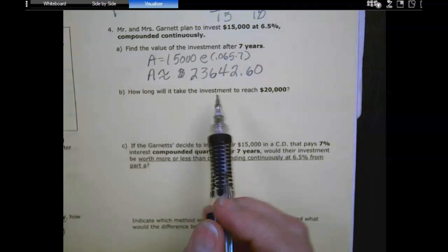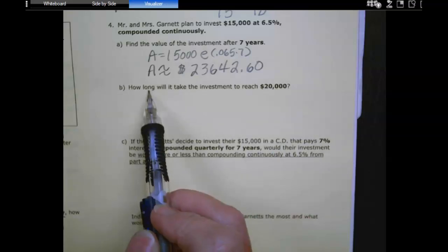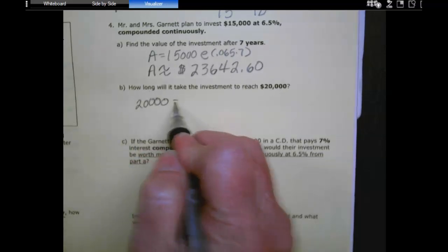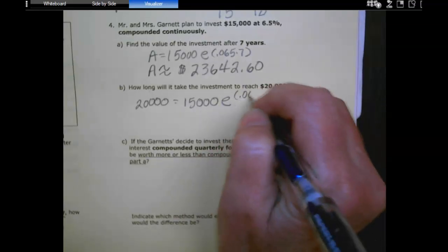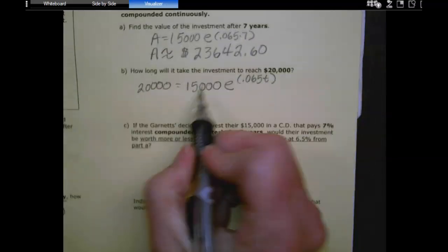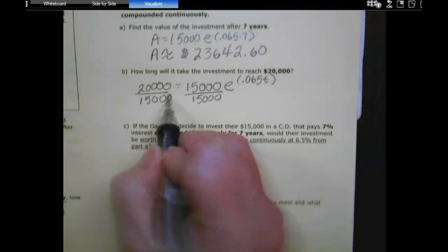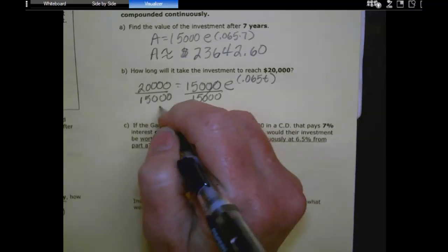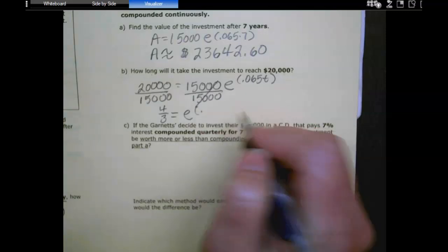Okay, so for the next one, what are you going to have to find this time? Time, but I have my A this time. So I'm going to have 20,000 equals 15,000 e to the 0.065 t. Does everybody agree? Okay, so I'm going to go ahead and divide. So when I do that, I have 20 over 15, and so that's really 4 over 3. I think it's easier to put in the calculator.